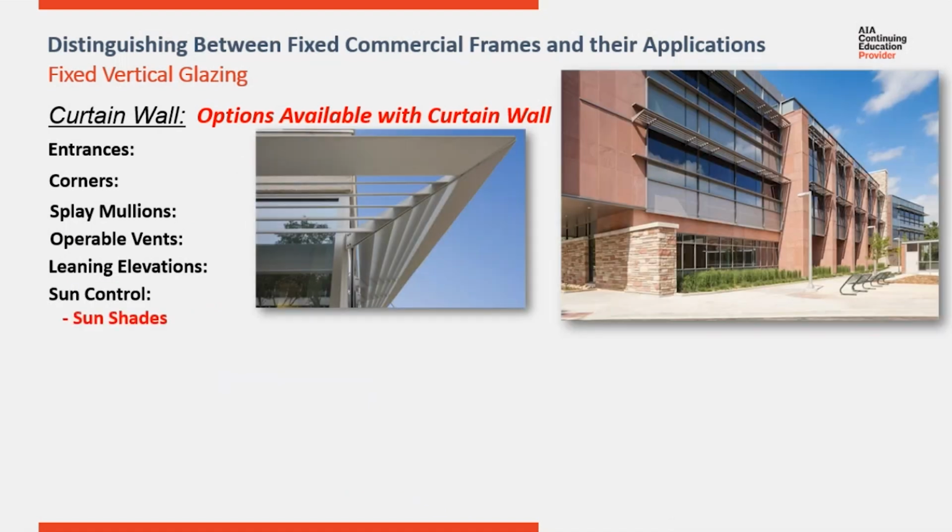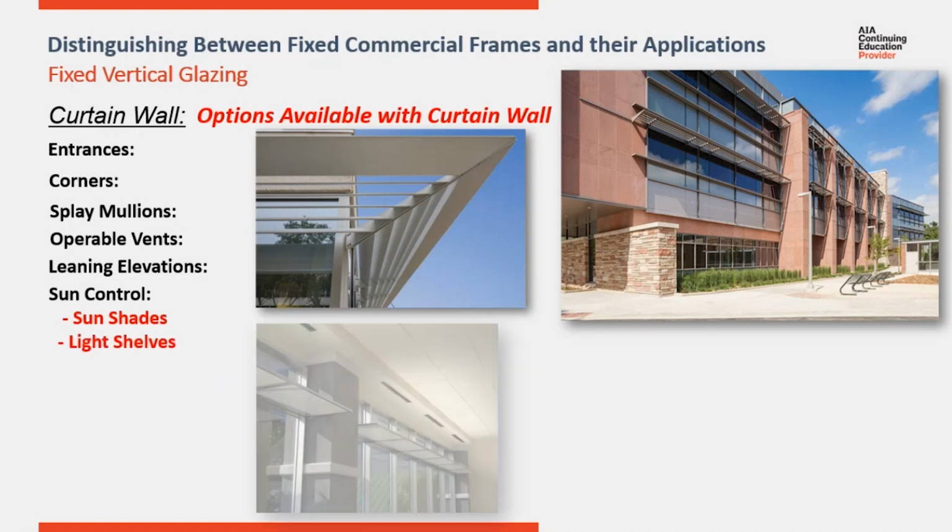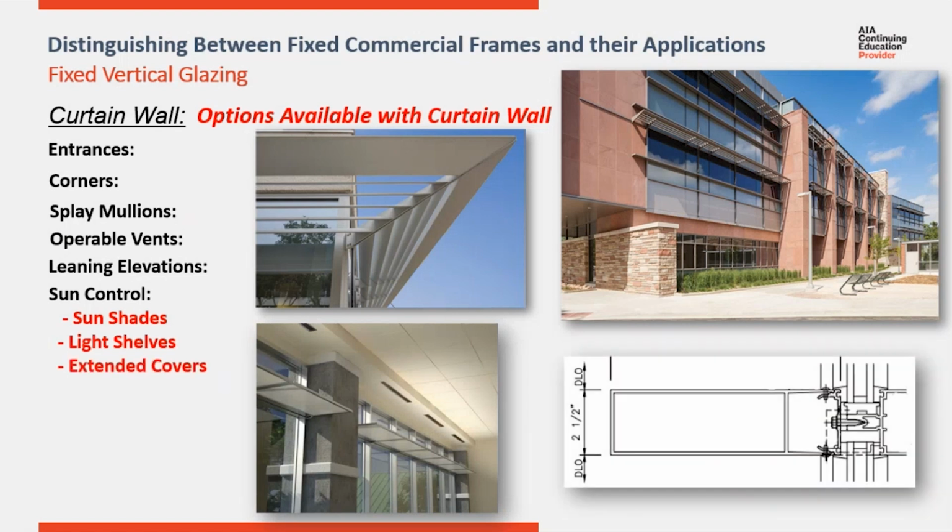Sunshades on the exterior block direct sunlight. Light shades on the interior can bounce daylight deeper into the interior of a building. Extended covers are another option that can be used for aesthetics or as part of a shading strategy.